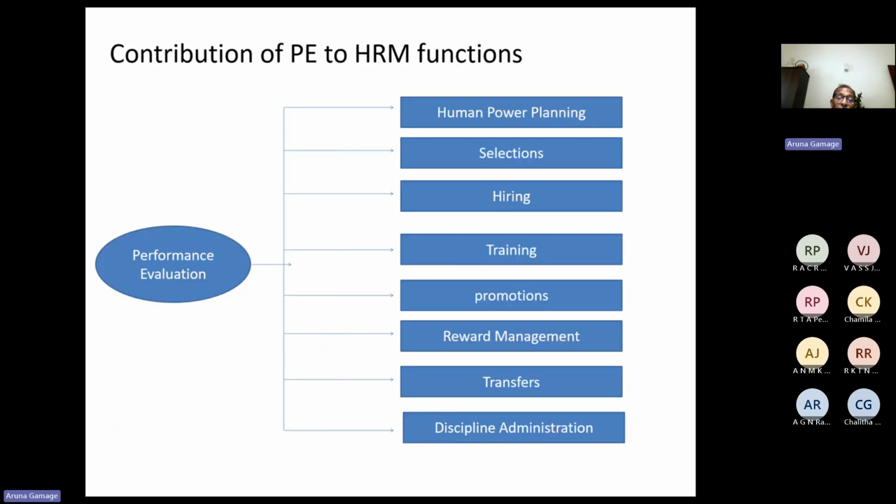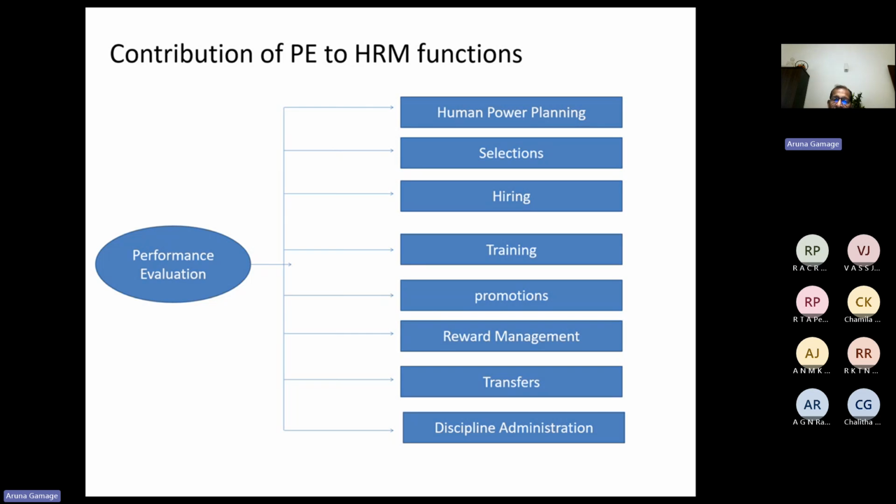These are the contributions of performance evaluation to HR functions: manpower planning, selection, hiring, training, promotions, reward management, transfer, discipline administration. There will be some more. I want to know whether the purposes of performance evaluation are clear. Is that clear? Purposes of performance evaluation. Yes.